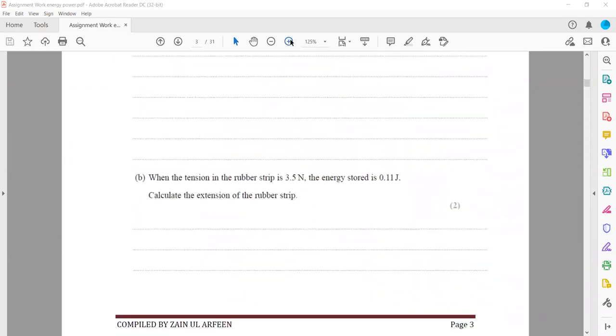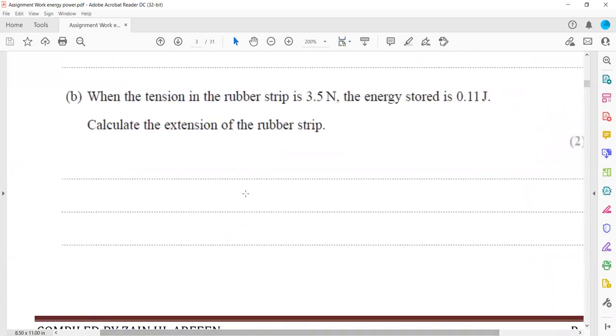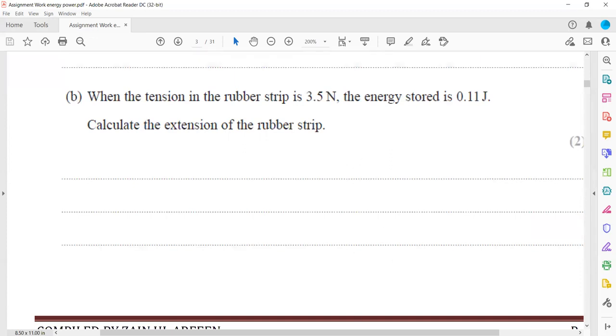The next part: when the tension in the strip is 3.5 newtons, the energy stored is 0.11. Calculate the extension. So how can we calculate the extension?